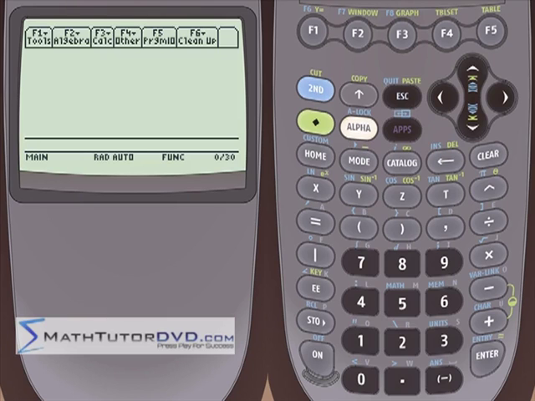Hello and welcome to this section of the TI-89 Calculator Tutor. In this section we're going to switch gears completely and begin to talk about solving differential equations with this calculator.